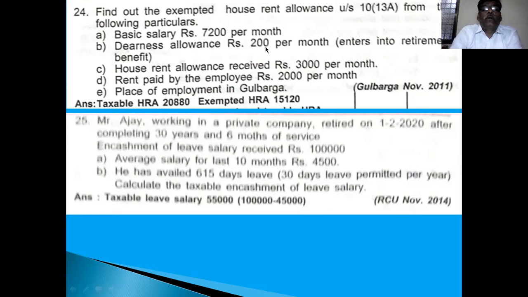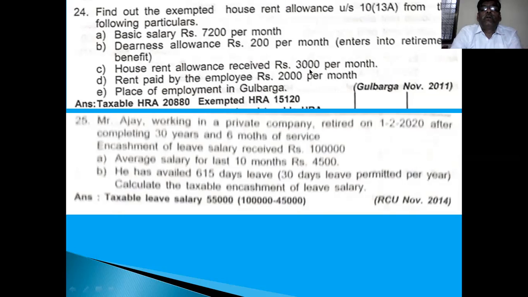First, take dearness allowance of 200 per month. It enters into retirement benefit and it is eligible. Therefore, salary means 7,200 plus 200, total 7,400 per month. 7,400 into 12 you have to make. Otherwise, you calculate monthly and then show it annually. First you calculate monthly, no problem. 7,200 plus 200, 7,400 is the salary because dearness allowance is eligible for retirement benefit.